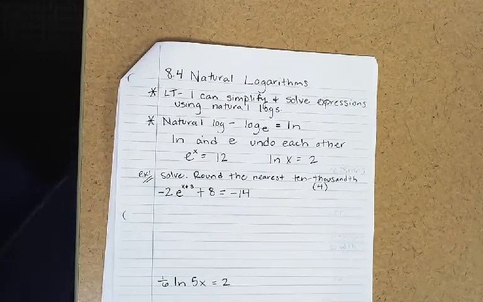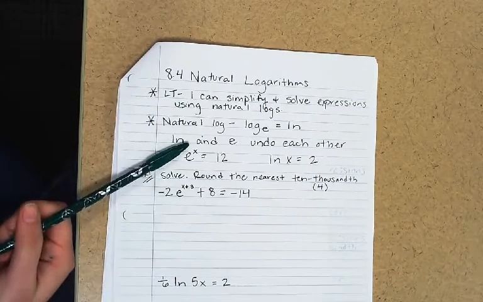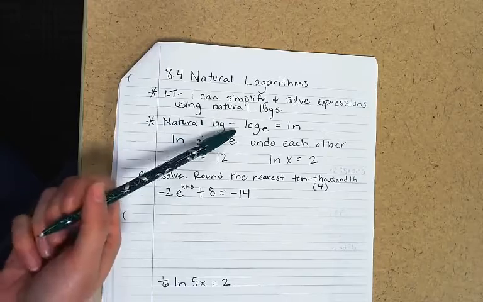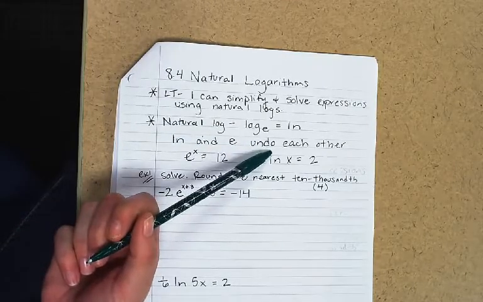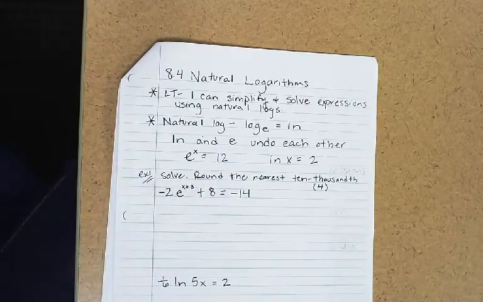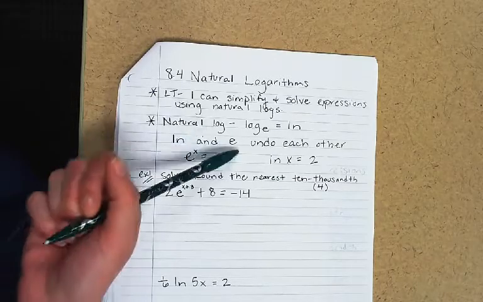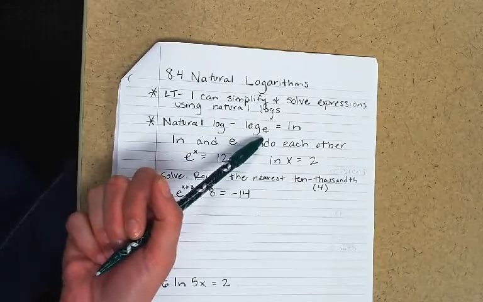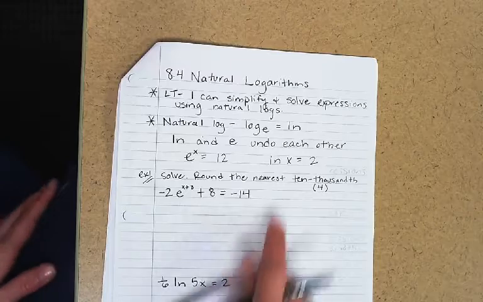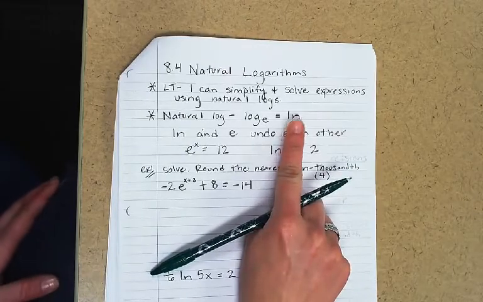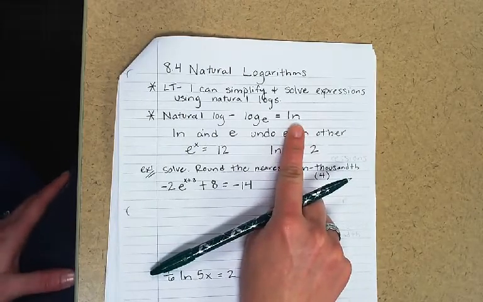Okay, today we're doing 8.4, which is natural logarithms. So a natural log, what that is, is log with a base of e. We did talk about earlier in the week the common log, and that was log base 10. So when you have log and your base is e, that's called the natural log. The way it's written is ln, so that means natural log.